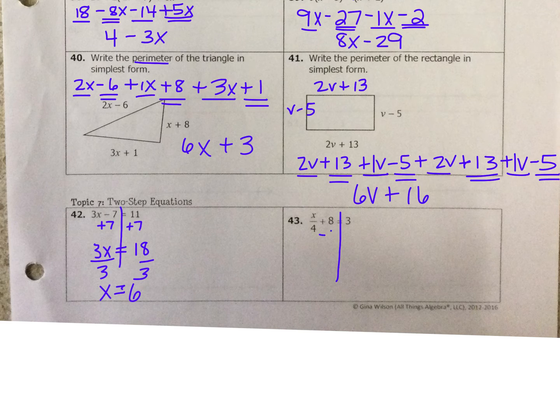This one, we're going to start by subtracting 8. X over 4 equals negative 5. And now we know that the x is being divided by 4, so we got to multiply by 4 to get that to cancel out. X equals negative 20. All right, back side, then we're done.